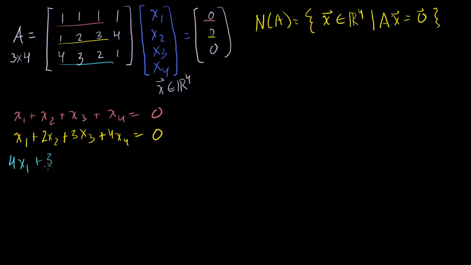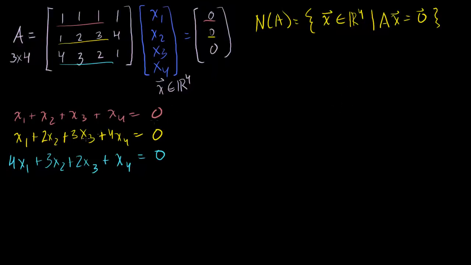plus 3x2 plus 2x1 plus x4. Oh, sorry, what am I doing? Plus 2x3. Right, plus 2x3 plus x4 is equal to 0. 4x1 plus 3x2 plus 2x3 plus x4 is equal to 0. And we just have to find the solution set to this, and we'll essentially have figured out our null space.